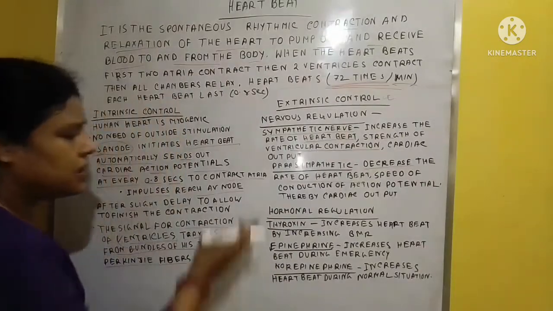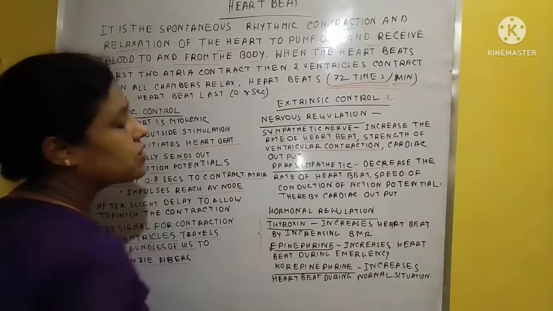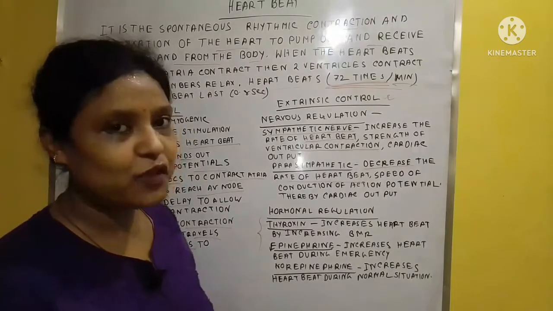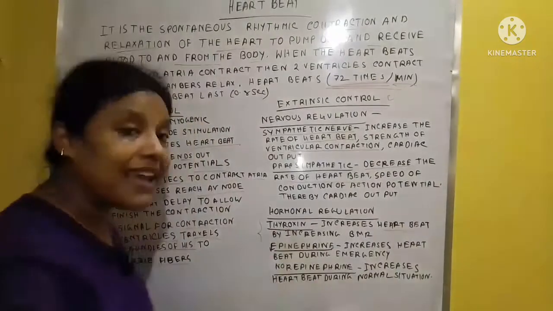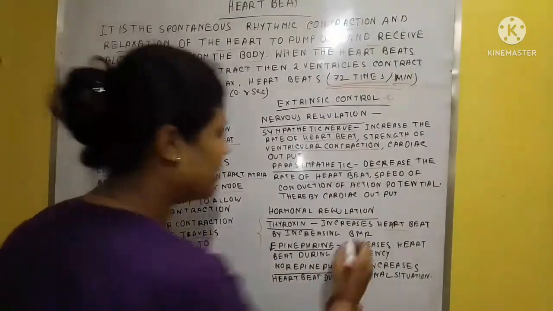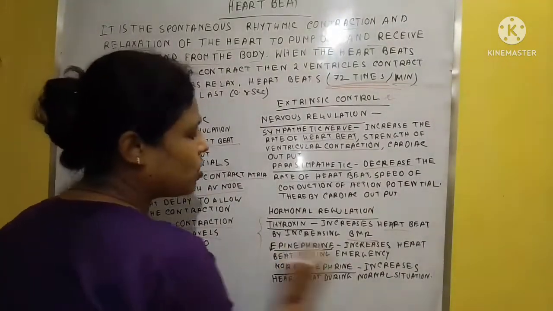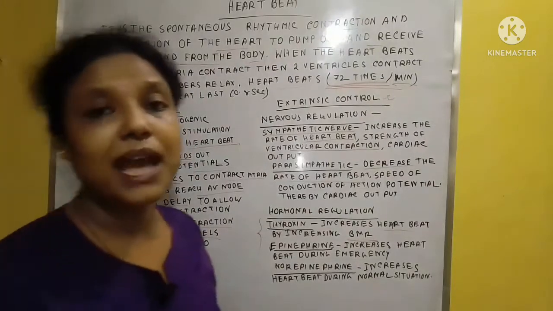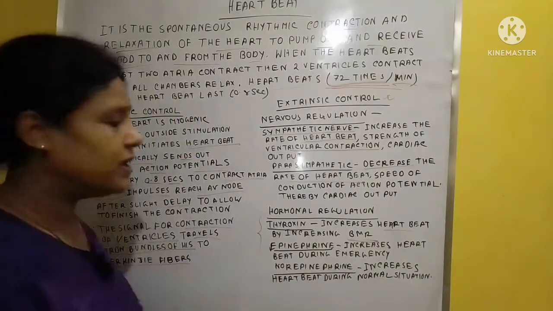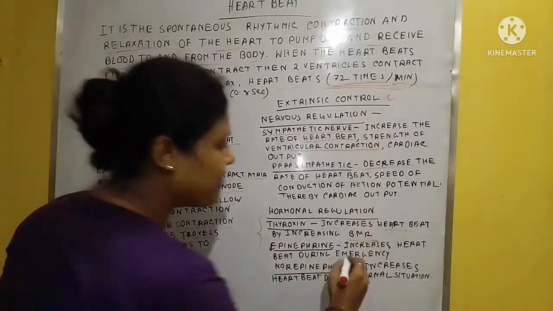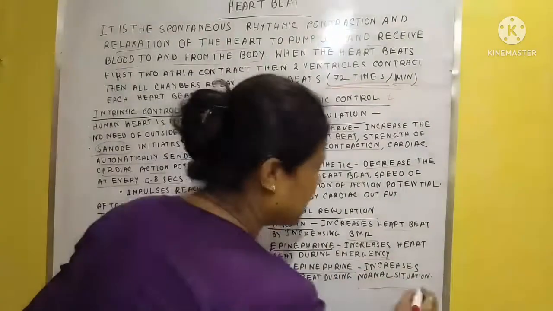And next, the hormonal regulation. Two hormones are also very important. One is thyroxine. You all know thyroxine is secreted from the thyroid gland, and it increases the heartbeat by increasing the basal metabolic rate, or BMR. And epinephrine and norepinephrine are both secreted from the adrenal medulla. Epinephrine increases the heartbeat during an emergency, but norepinephrine increases the heartbeat in a normal situation.